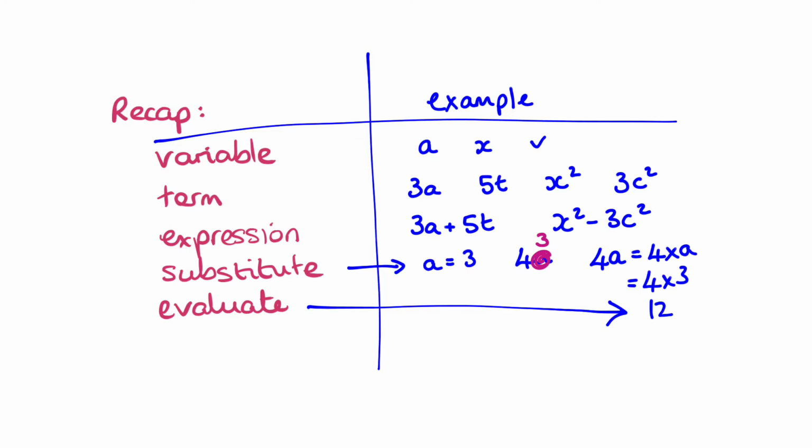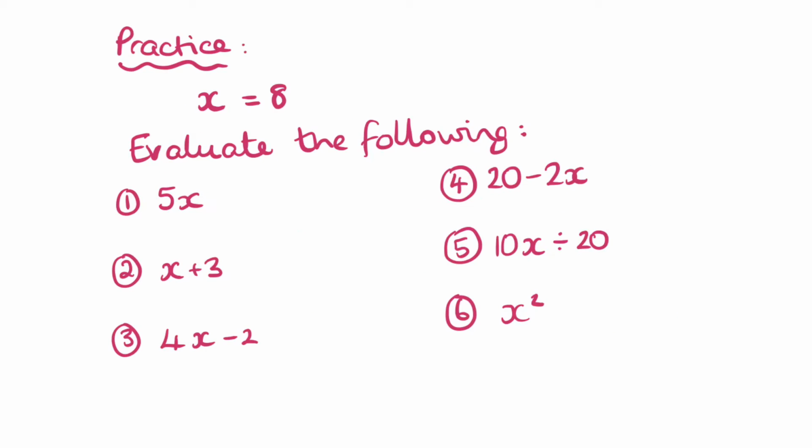And what we've done there, we have evaluated our 4a term. So when you're evaluating something, you're finding the value of it. You're finding out what it's worth by substituting the value for your variable. Okay? So you can come back to that again if you need to, but we'll keep using those words as we go through the lesson. So we're going to practice what we did last lesson now.